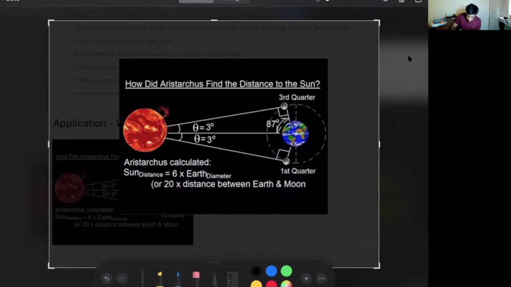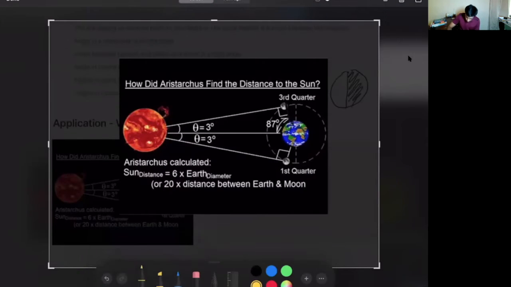If you're interested, basically he figured out that when you have a quarter moon, that means if this is the moon, you only see about half of it. When you have the quarter moon, the moon is actually at an angle like this. This is not a good color.